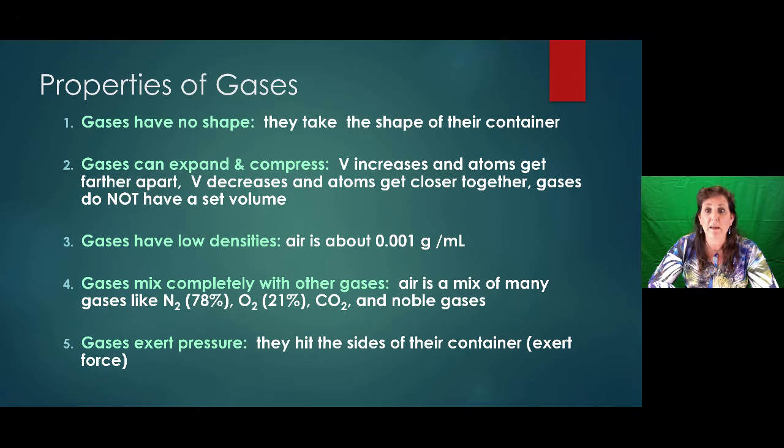Gases mix completely with other gases, so if you put a lot of gases together, they will mix uniformly. Okay, they will not make layers. So air is a mixture of gases. What's the main component of air? What's the main gas in air? Oxygen? No, it's not oxygen. It's actually nitrogen. Nitrogen is about 78% of air. Oxygen's only 21% of air. And then you have 1% left for carbon dioxide, carbon monoxide, the noble gases, and other gases.